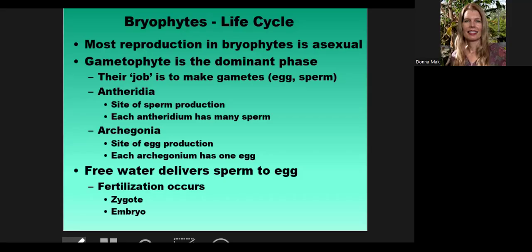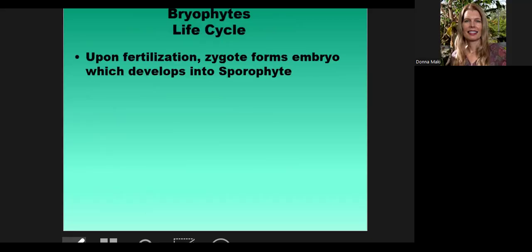Or the baby, I guess, yeah, it would be the sporophyte. Sorry, I misspoke there. So let me go through this. All right. Upon fertilization, you get a zygote, and then you get some more development, mitosis and growth, and it becomes the embryo, which then develops into the sporophyte.